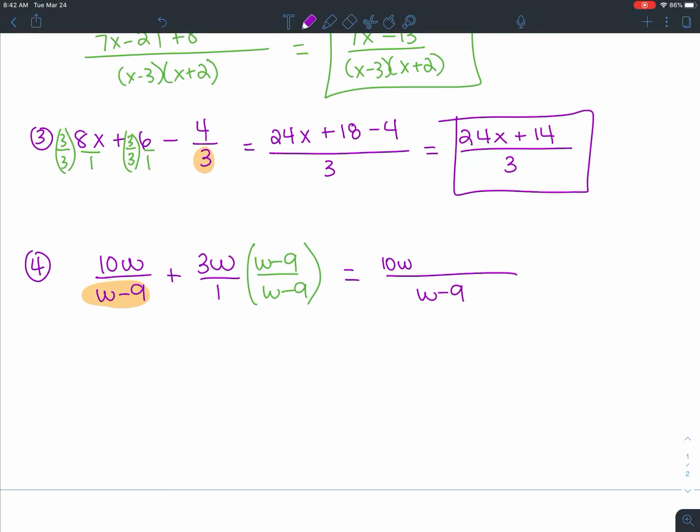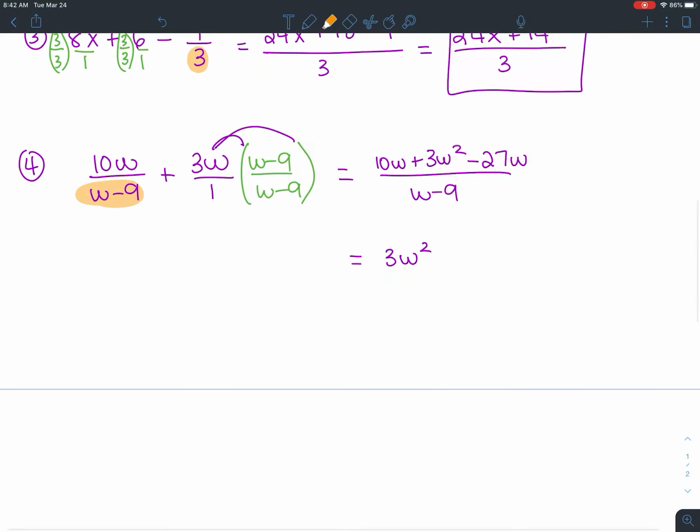The 10w doesn't change because it didn't multiply by anything, but this I'm going to go ahead and distribute, and that's going to become plus 3w squared minus 27w. I do have like terms, and I want to put it in standard form, so I'm going to put that one first because it has the highest degree of 2. And then 10w minus 27w is negative 17w, over w minus 9.